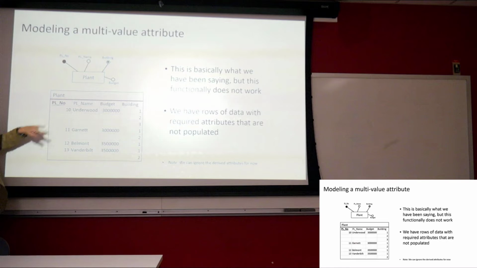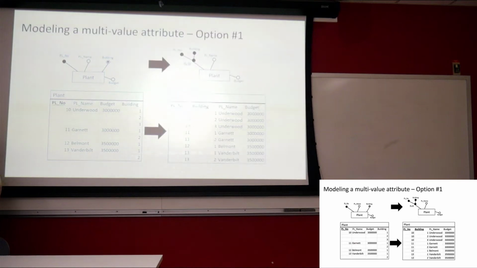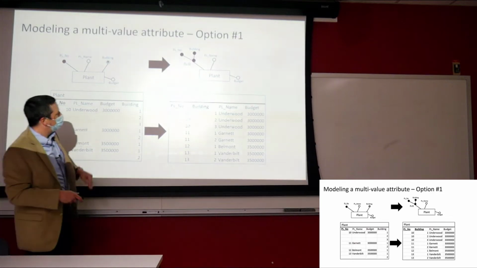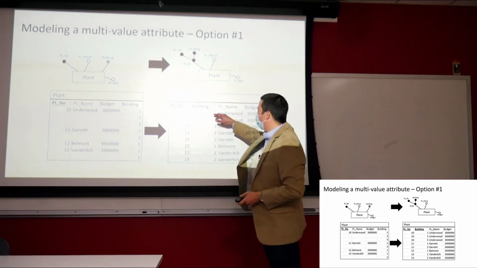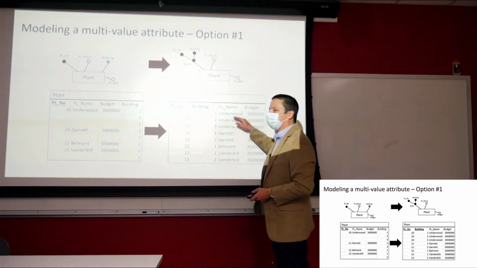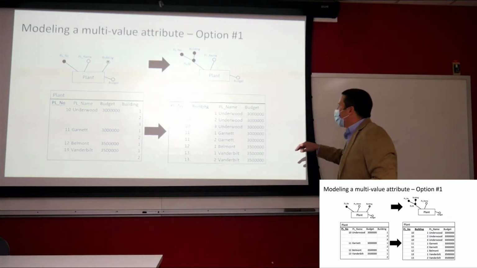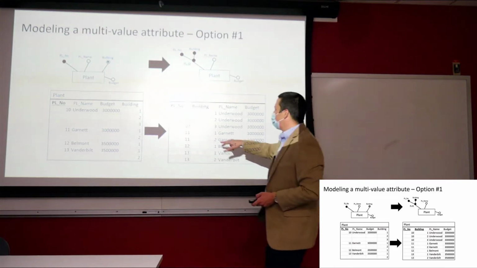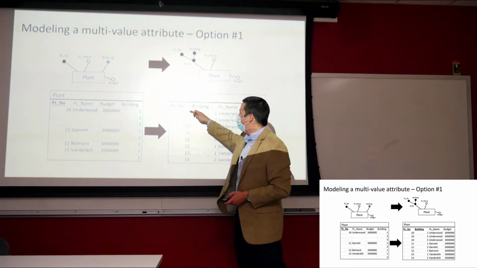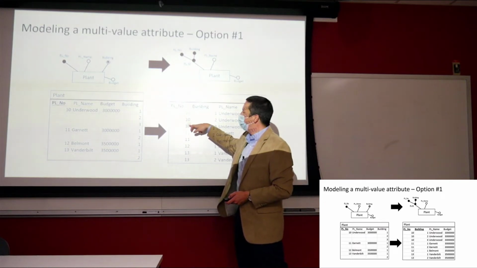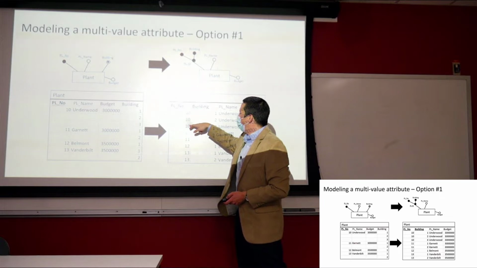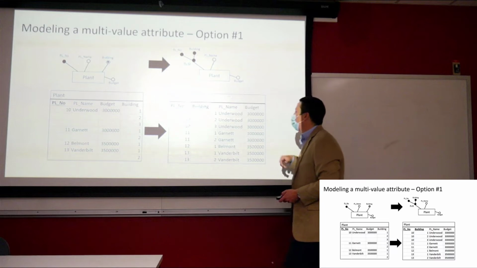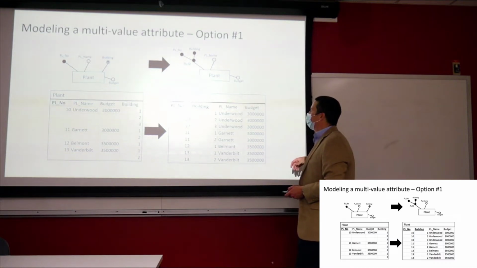So one way we could, of course, fix this would be just to repeat these values, right? Plant number 10, Underwood, budget of 3 million for building 1, building 2, and building 3. We just repeat this. But we've introduced two new problems here. One, now the plant number by itself is no longer a unique identifier, as we've previously been thinking about it. We have to now combine plant number and building together to uniquely identify each row in this table.